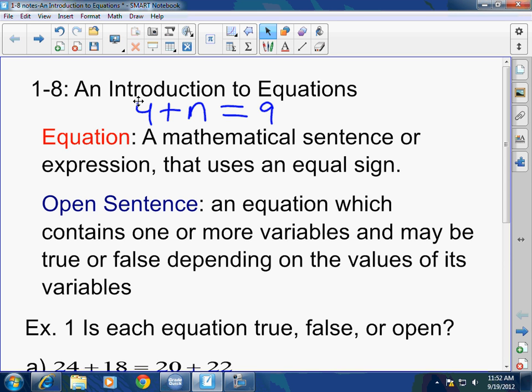Good job. All right. So an open sentence, remember, is an equation that contains one or more variables. It's a true statement, a true sentence, if both sides of the equation are equal. So then it's going to be false if both sides of the equation are not equal. So let me give you some examples.